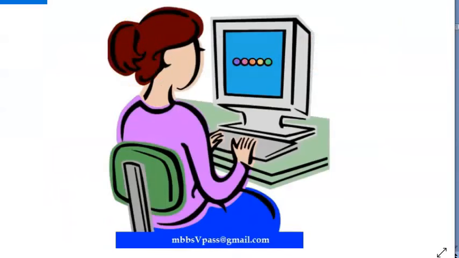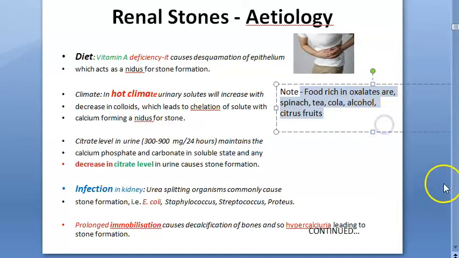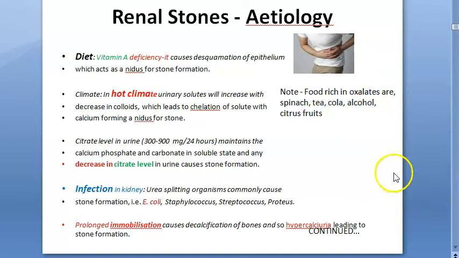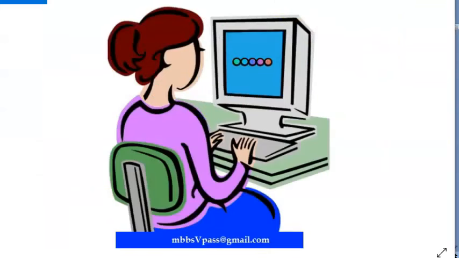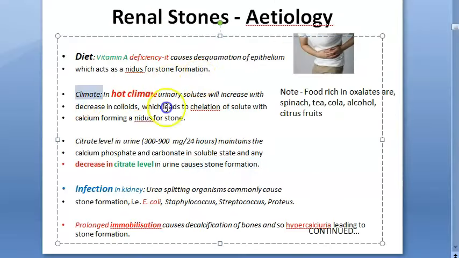Diet, we're talking about vitamin A deficiency. Foods which are rich in oxalates like tea, cola, alcohol, etc. They are blaming some fruits also, like citrus fruits. And why spinach? Because for everything we say spinach is good. I'm not sure why, but they have written here spinach. Guys, what are we looking at? Renal stones, etiology, causes. Hot climate is a cause.